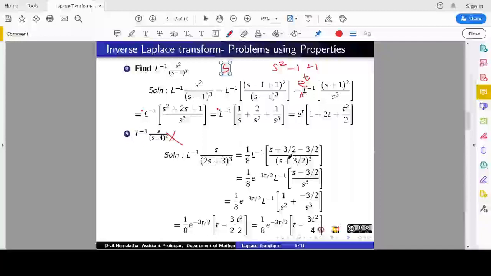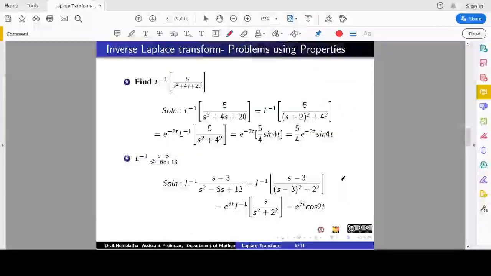s plus 3 by 2. So I have to adjust s plus 3 by 2 minus 3 by 2, because I want plus in s. Again, the same e power property is applied, and then you can split and write the inverse. Fine. Okay, how to handle such functions?